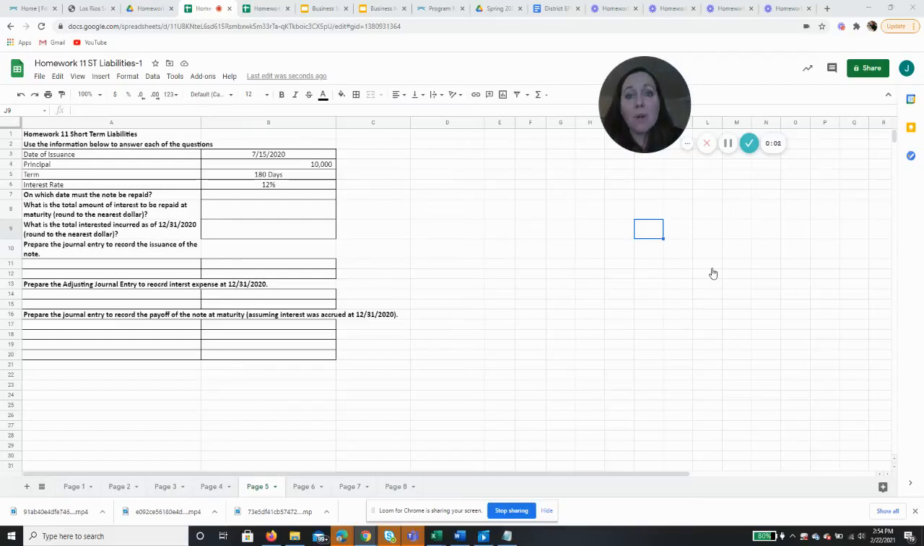We are on homework 11, page 5. All right, this looks just like 3 and 4 with just some different numbers. This time we have a note issued on July 15th, principal of $10,000, term of 180 days, interest rate of 12%. Now you're probably wondering, why are we doing the same thing over and over again?